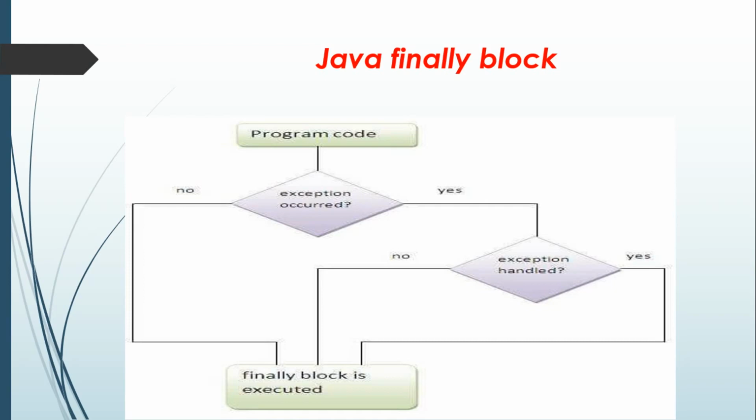So we can clearly see from this diagram that whatever the condition or whatever the exception is, the finally block is the block which is executed in any situation. So if we want a statement to be executed whether the exception occurs, or whether the exception is handled or not, then at that point we can use the finally block and put the statement inside it.